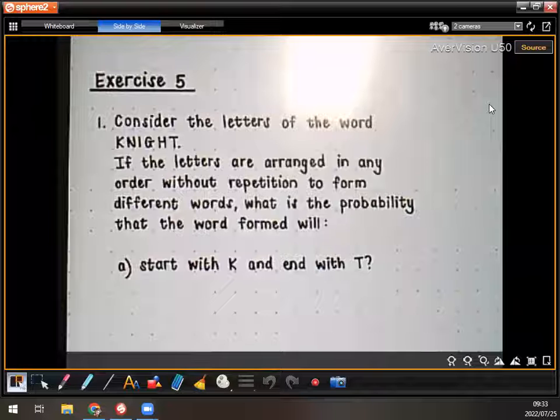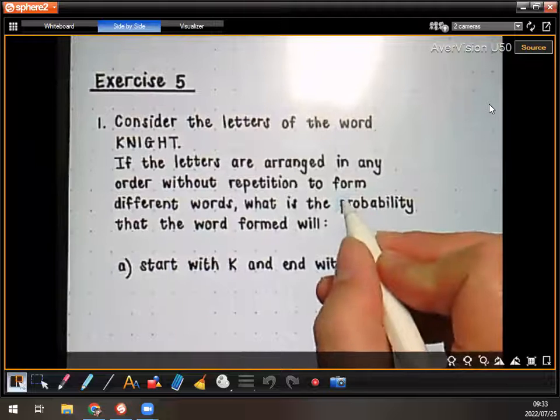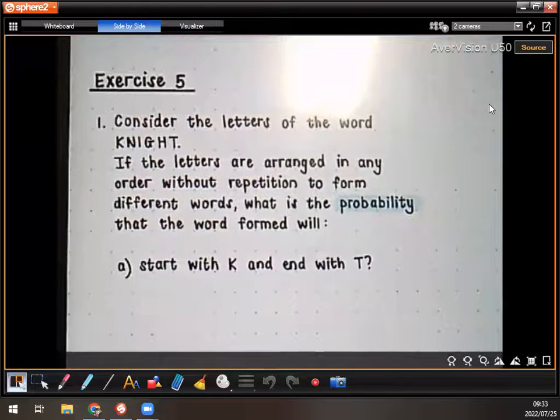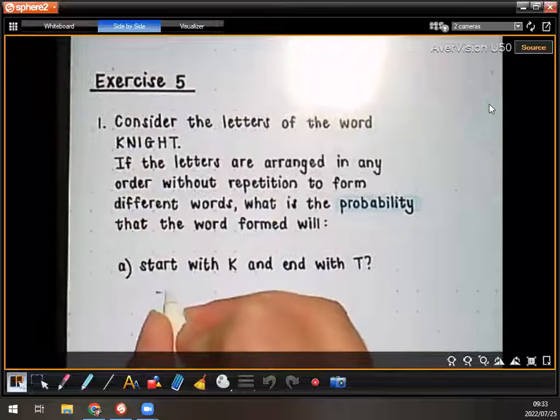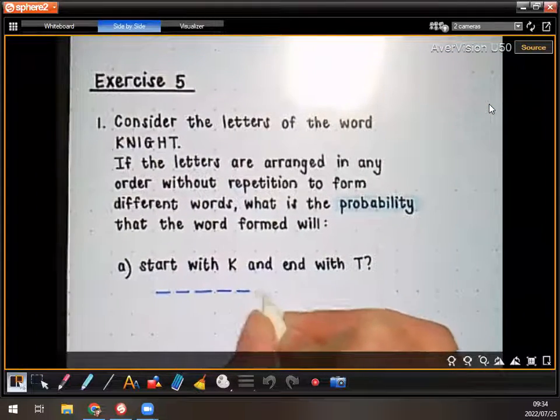If the letters are arranged in any order without repetition to form different words, what is the probability that the word formed will... So I want you guys just on that page that you have, just highlight the word probability, because we actually haven't done any questions about probability yet. So now they're saying, what's the probability that the word will start with K and end with T? So guys, we know how to work out how many words will start with K and end with T, right? So let's do that. So if we have our 1, 2, 3, 4, 5, 6.